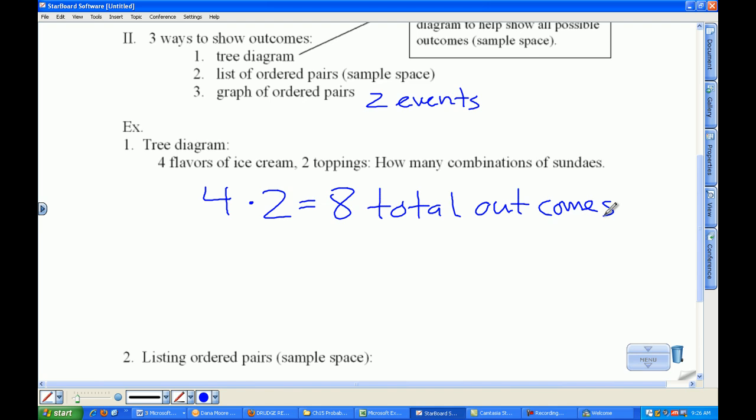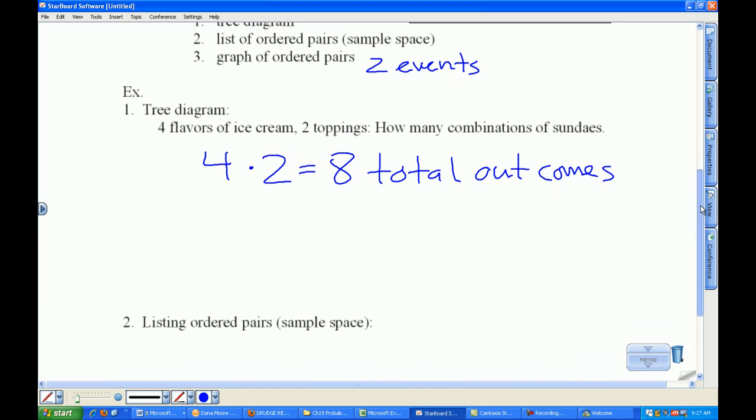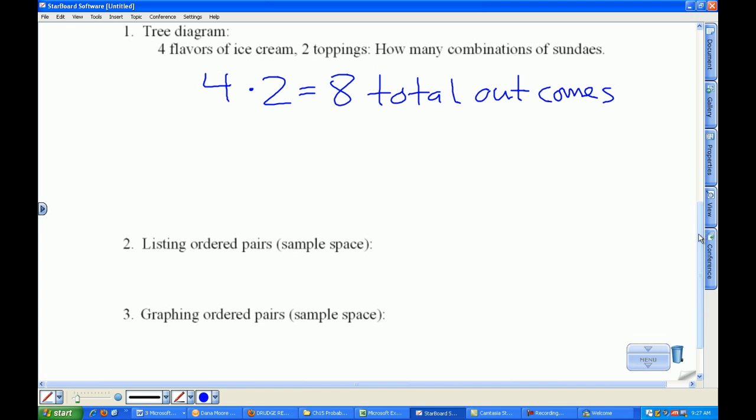For example, you could have vanilla with sprinkles, you could have vanilla with Reese's Pieces, you could have chocolate with sprinkles, chocolate with Reese's Pieces, strawberry with sprinkles, strawberry with Reese's Pieces, Napoleon. I'm very creative with my ice cream, aren't I? Napoleon with sprinkles, or Napoleon with Reese's Pieces. That would be an example of a problem like this.